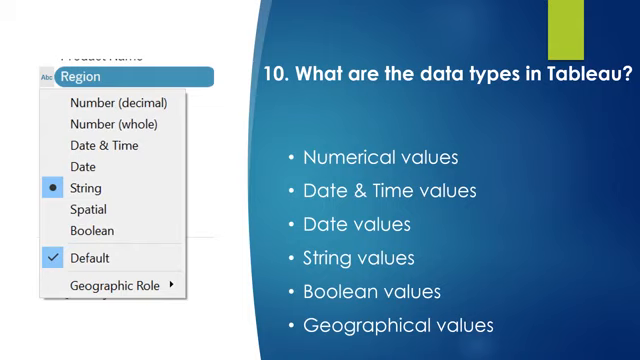The 10th question is, what are the data types in Tableau? So in Tableau, we have 6 types. We have numerical values. As you can see here, they can be decimal or whole numbers. We have date and time values, which means that we will have the date and the time with hours, minutes, and seconds. Then we have date values, only the year, the month, and the day. We have string values, Boolean values, which can be true or false, and we have geographical values. So the geographical role can be, for example, a country, a continent, city, a region, etc.